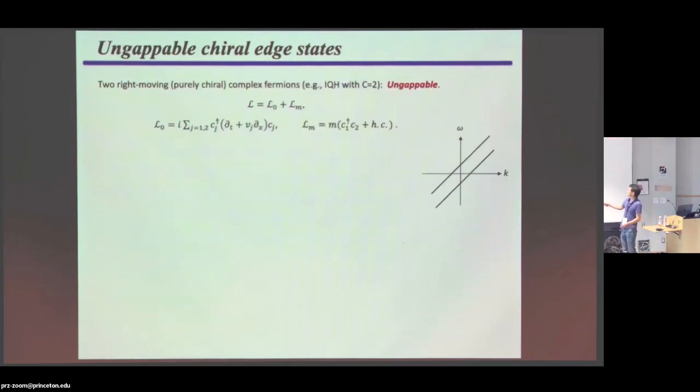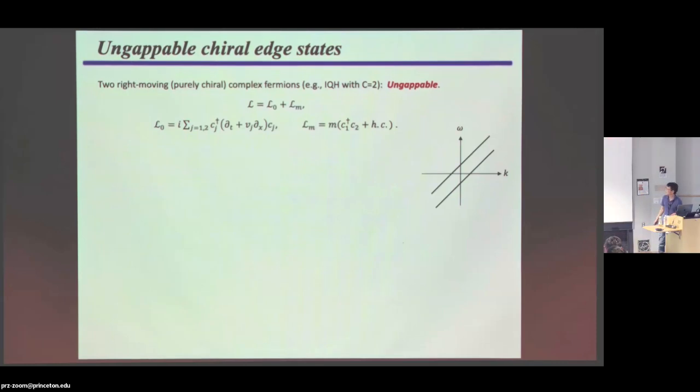Another example, which is ungappable, still involves complex fermions. If you have two flavors of complex fermion now moving in the same direction, meaning the velocity terms, the partial t terms, both have a plus sign, you can again write down a mass term which couples C1 dagger and C2. This is a free fermion theory. You can easily diagonalize the basis, and you find this mass term would not be able to gap the edge states. Instead, it just shifts the momentum zero point, or zero energy point, of these two modes.